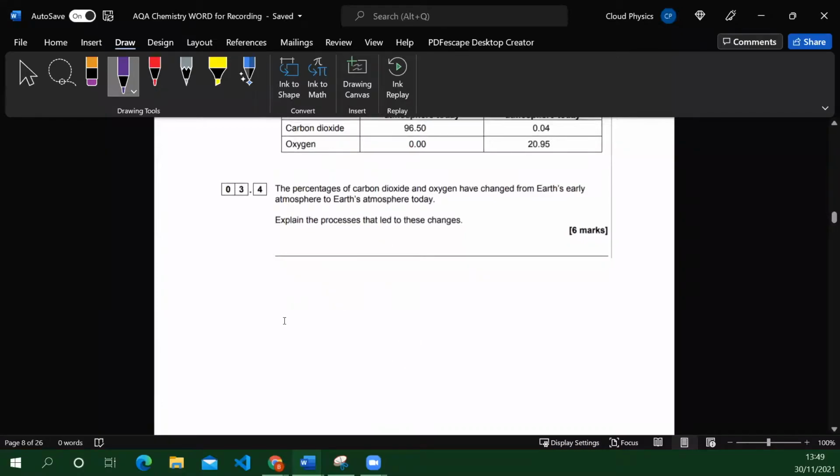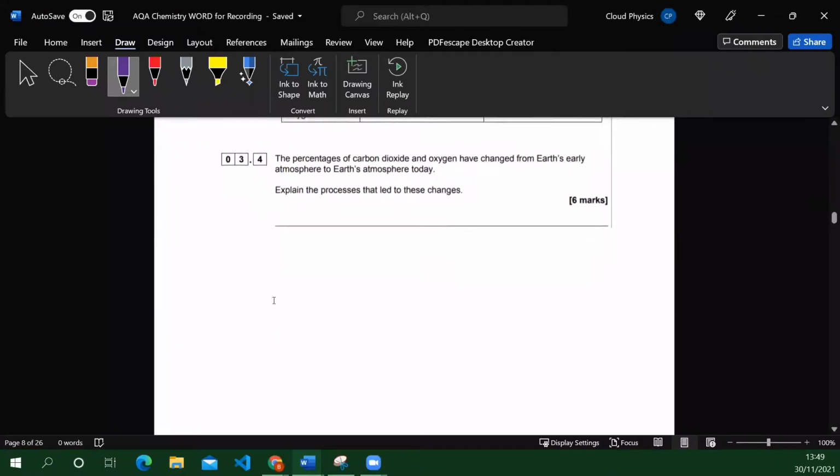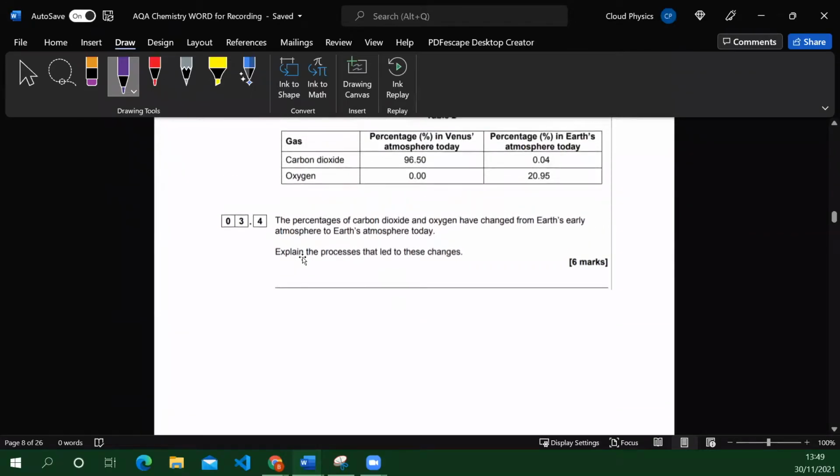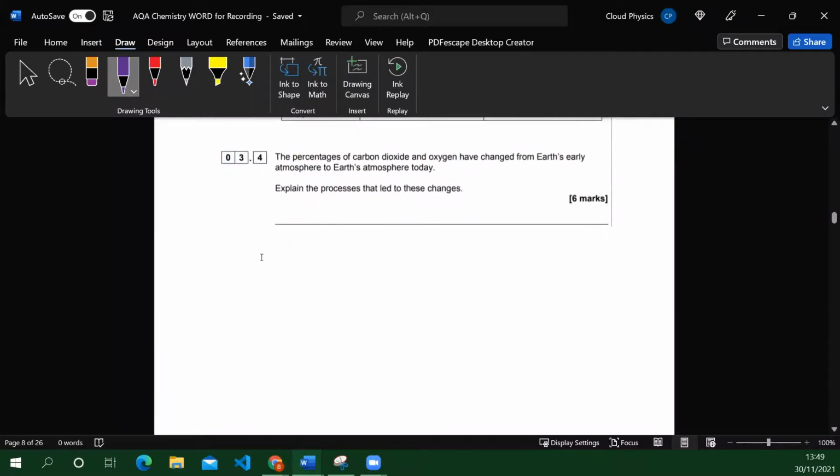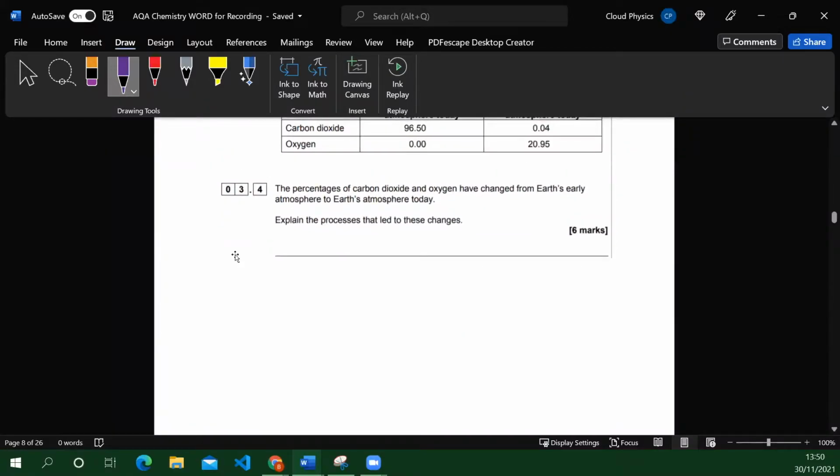So I've given us a bit of writing underneath. I give you quite a lot of room in the actual paper too. I haven't covered all the lines, just to make my writing a bit clearer. Okay, so explain the processes leading to these changes. So actually, this is quite a nice thing because it's a little bit of a story, isn't it? So in Earth, so carbon dioxide.